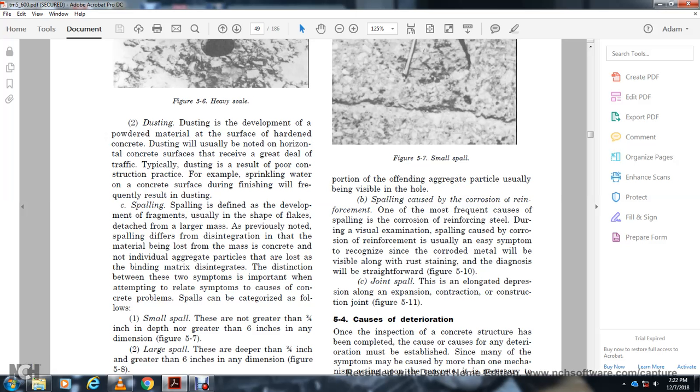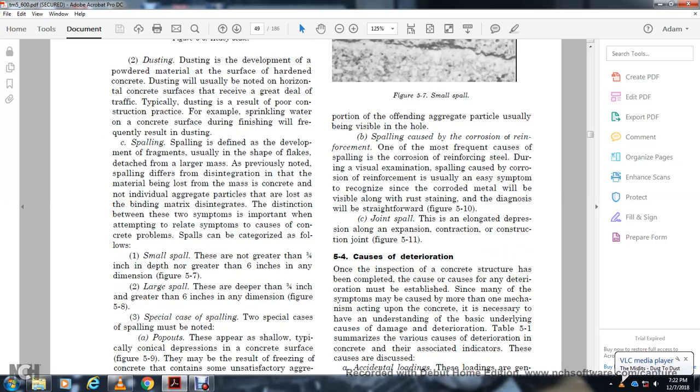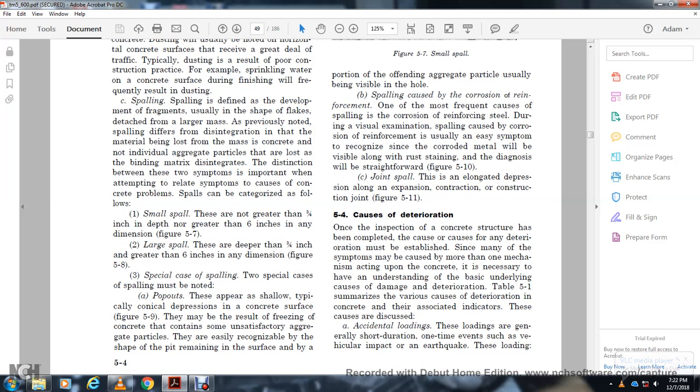Small spalls have a depth not greater than 3/4 of an inch and are no greater than 6 inches in any dimension. Large spalls have a depth greater than 3/4 inch and are greater than 6 inches in any dimension. Special cases of spalling: two special cases of spalling must be noted. Pop-outs appear as shallow, typically conical depressions in the concrete surface.